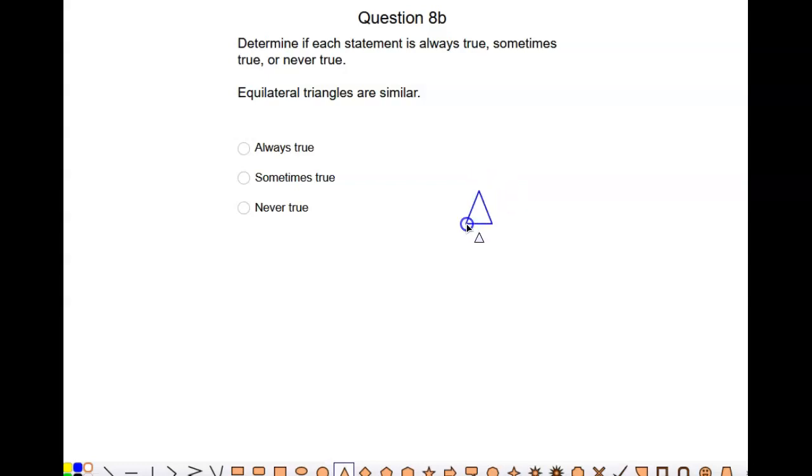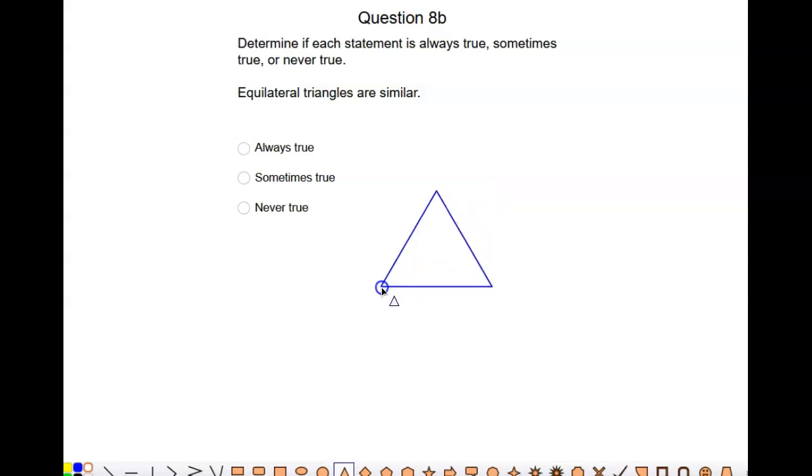Question 8b, determine if each statement is always true, sometimes true, or never true. Equilateral triangles are similar. So what they're saying is that every single equilateral triangle in the world is similar to every other equilateral triangle. Okay? Well, what do we know about equilateral triangles?